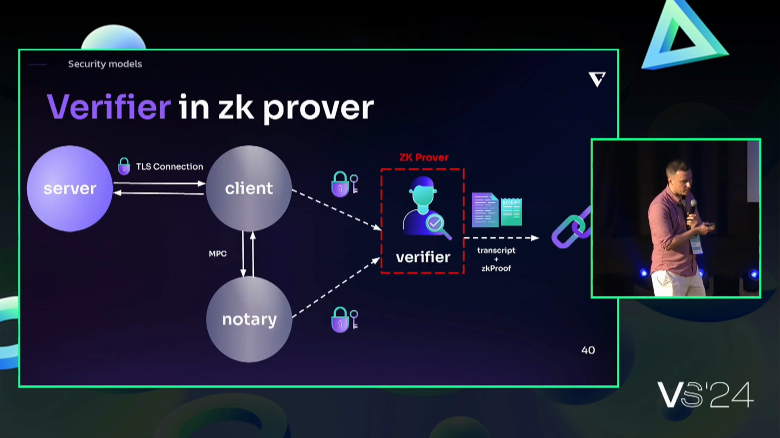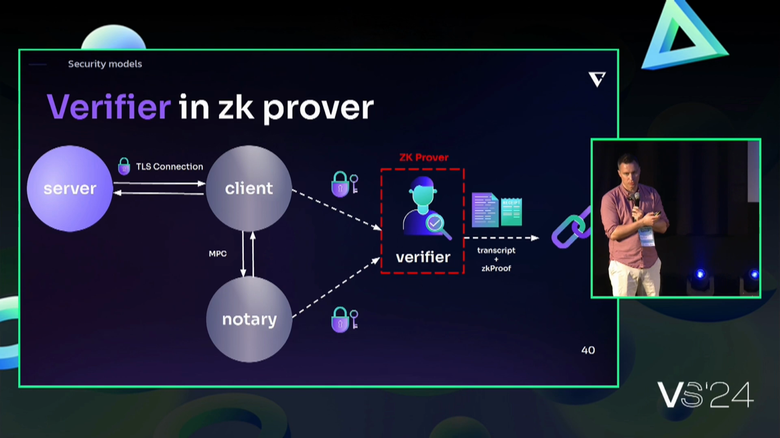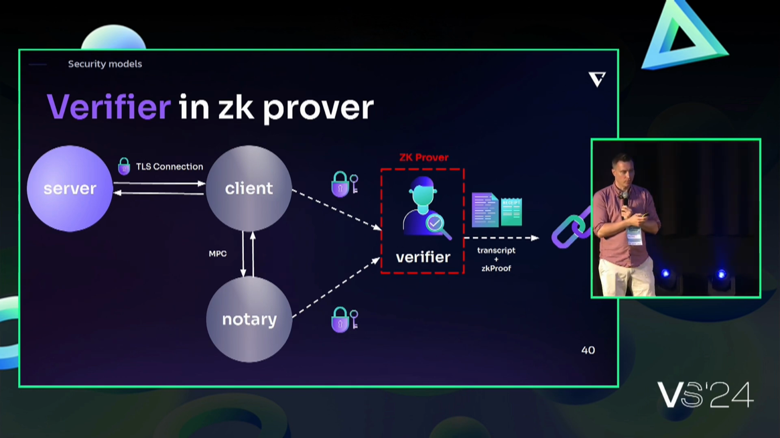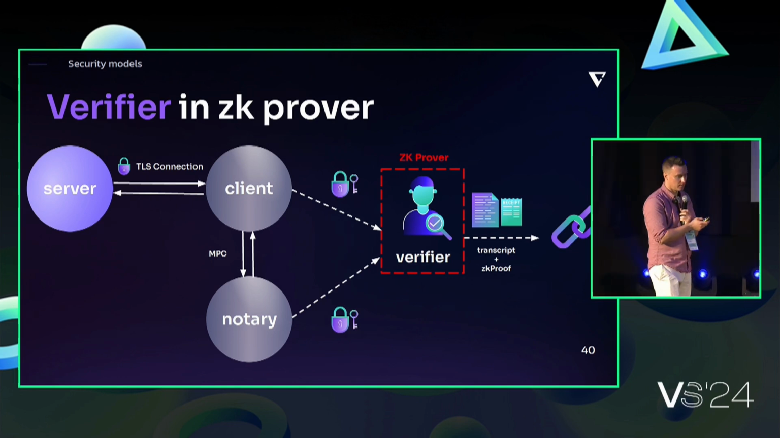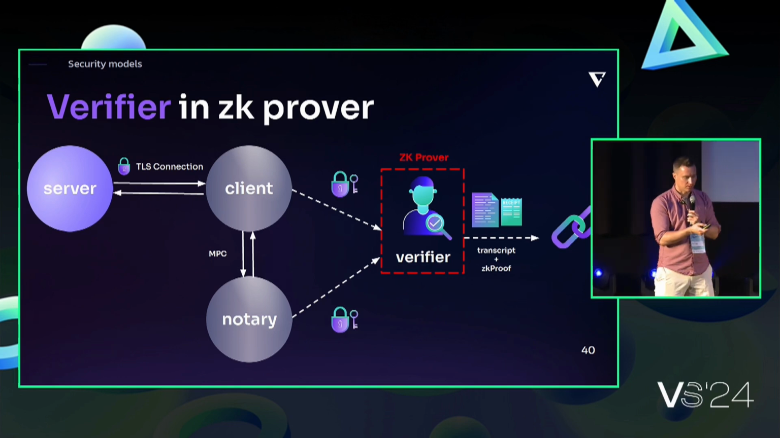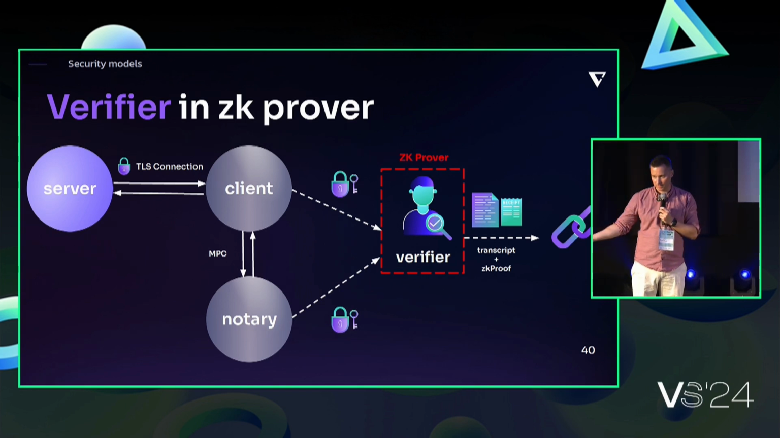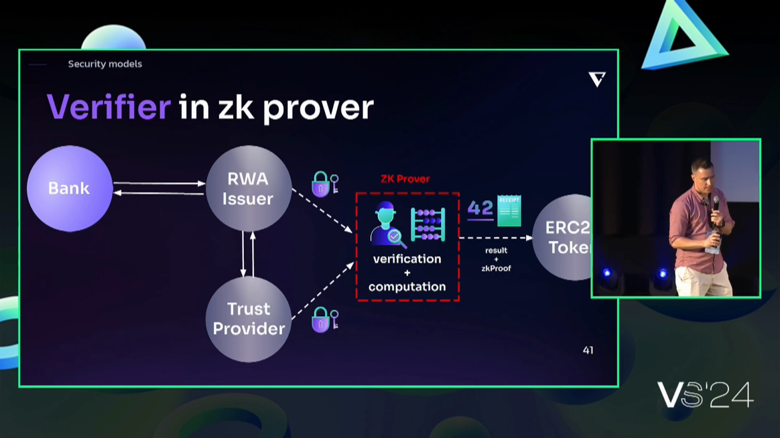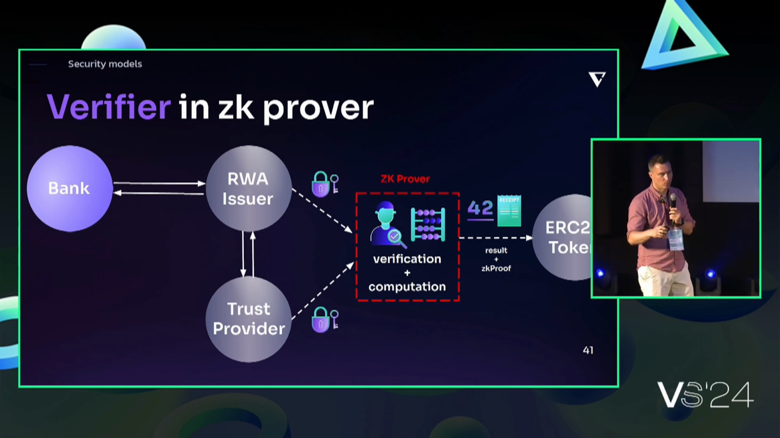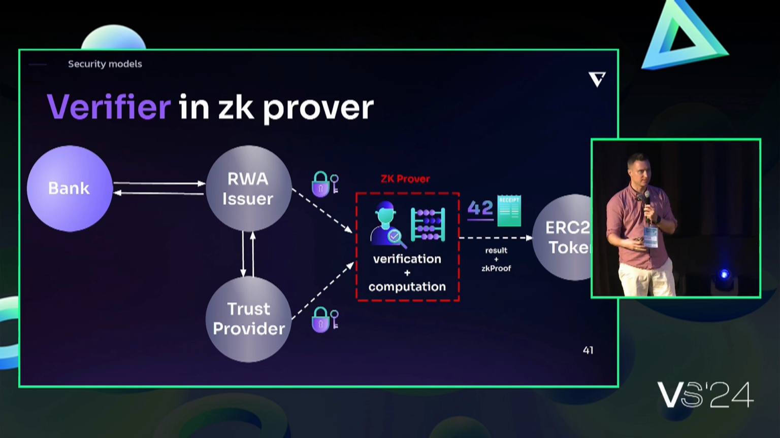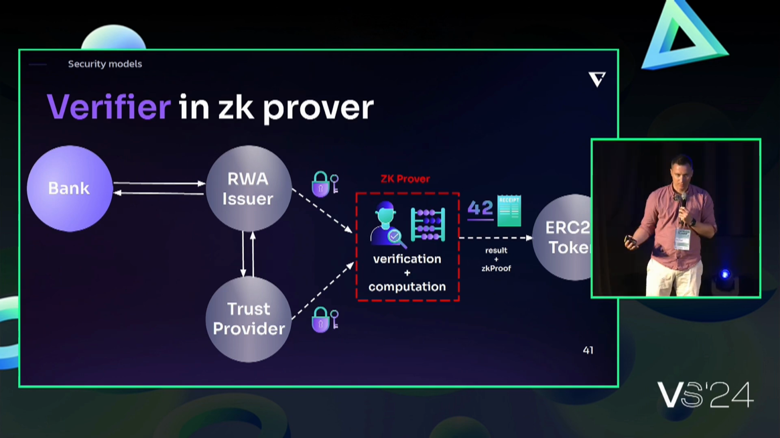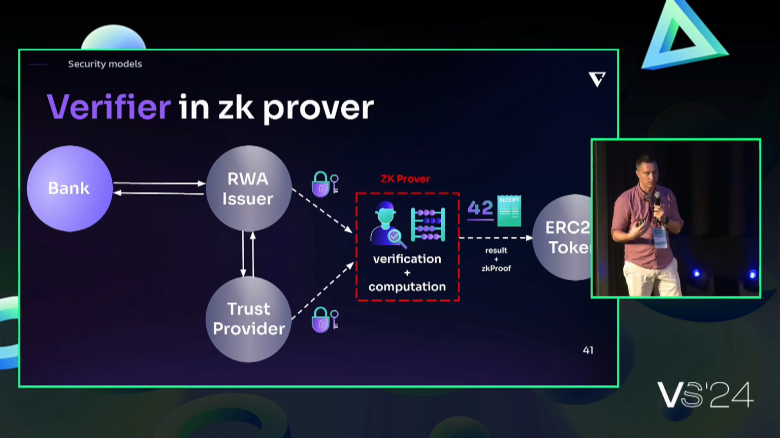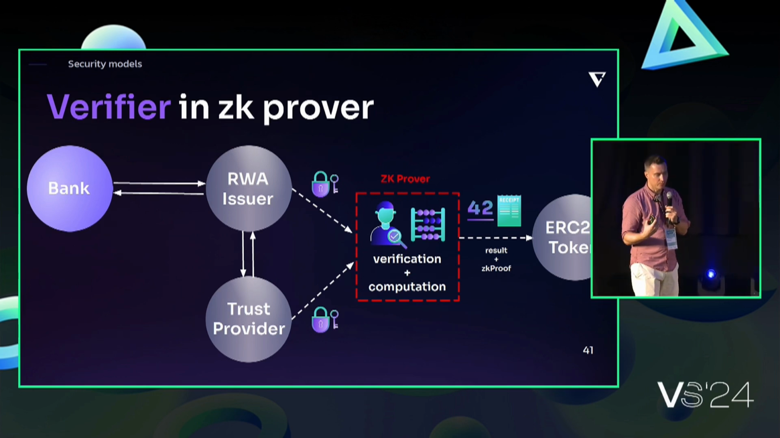So the first idea is, how about we put the verifier in the ZK prover? When we put that in the ZK prover, we already get some interesting security properties. Now the verifier needs to provide a transcript and a proof. The nice thing about this solution is that we can add computations, right? When we're getting this server response, let's say it's JSON or maybe in the future HTML, it's a little bit too slow today for HTML, but could very well be ready for HTML in a few months.